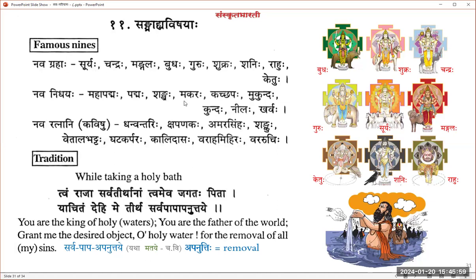Mahapadmaha, Padmaha, Shankaha, Makaraha, Kachapaha, Mukundaha, Kundaha, Neelaha, Kharvaha. I have no idea why these are nidhis. Must be something about Samudra Manthana and all that. But Makara is clearly the crocodile. Kachapa is the tortoise. I don't know about Mukunda, Kunda. They seem to be a pair. Neelaha must be some kind of a blue stone, and then Kharvaha, I don't know. So I actually don't know much about them, so I won't proffer anything. This blue stone, Neelaha, comes from that Manthan only. Okay, the blue which is owned by Vishnu.